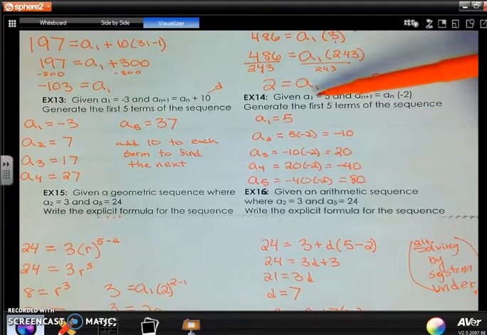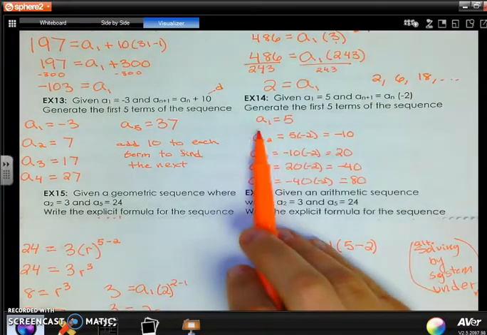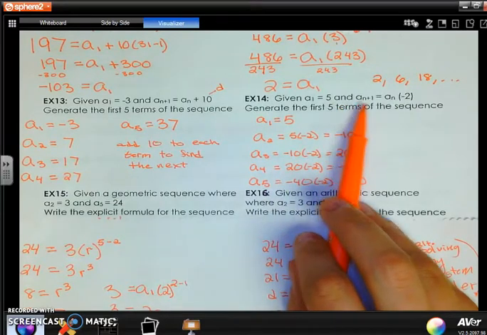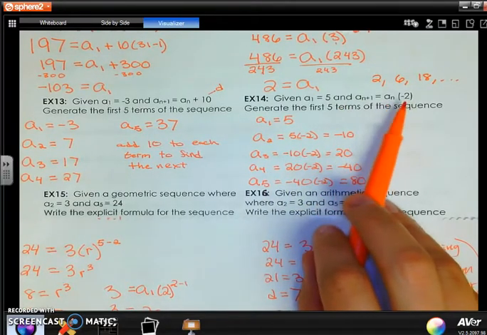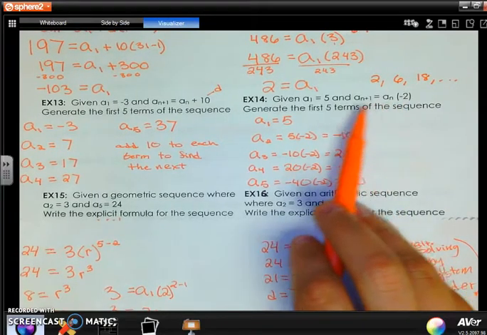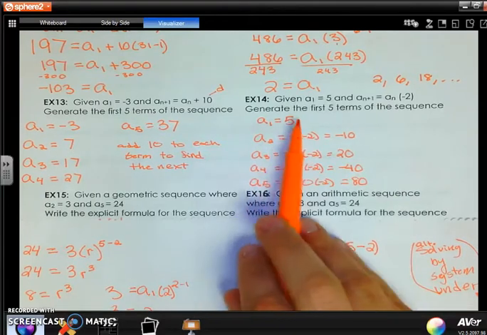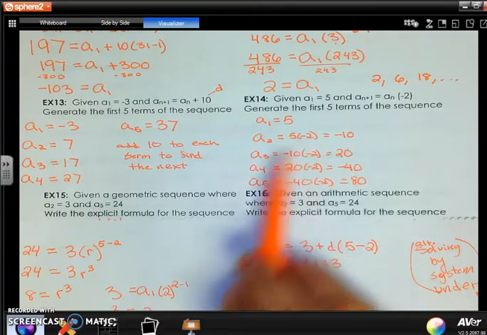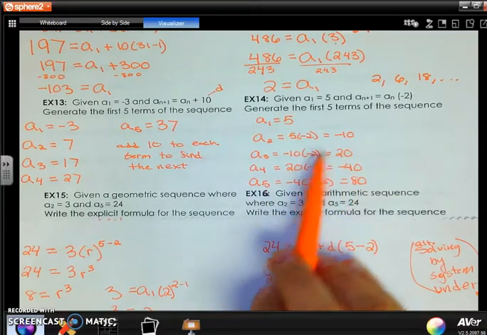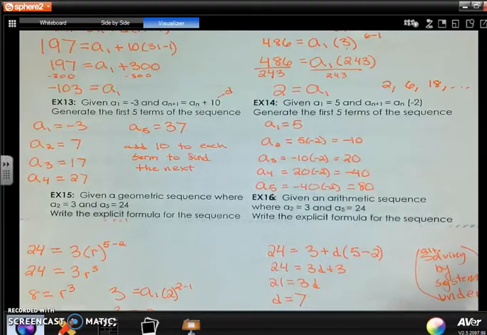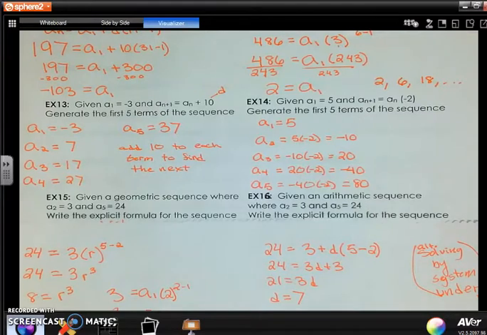All right, for 14, very similarly, they're telling you that the first term is 5, so you start off with a sub 1 equals 5. And they're saying to get any term in the sequence, take the term right before it and multiply by negative 2. That's the recursive formula. So you just have to say the second term. Well, you take the previous term, multiply by negative 2. For the third, you take the previous answer, multiply by negative 2. Previous answer, multiply by negative 2, etc., etc., and that'll get you that list of terms there.